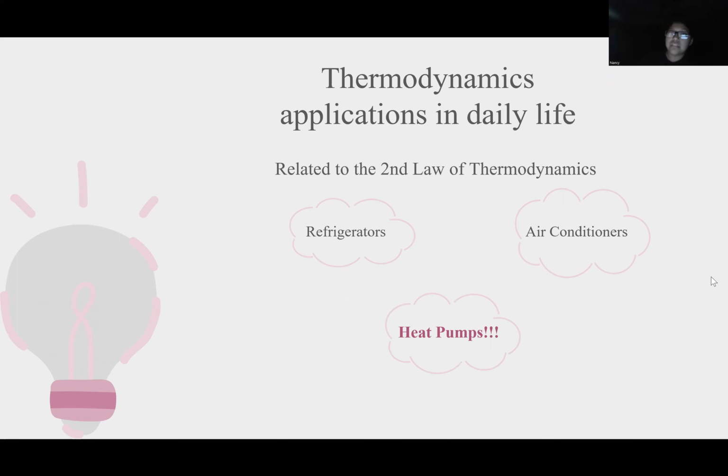Thermodynamics applications in daily life related to the second law of thermodynamics include refrigerators, air conditioners, and heat pumps.